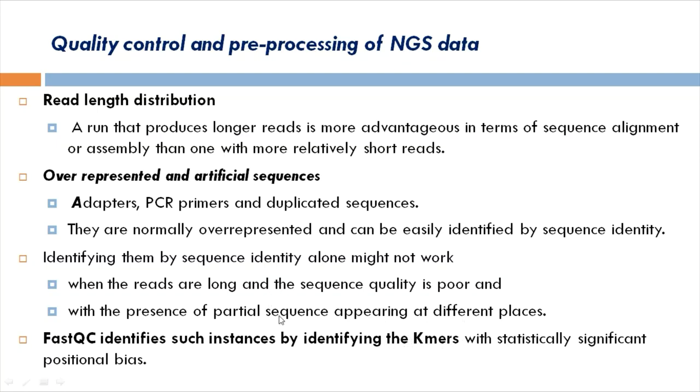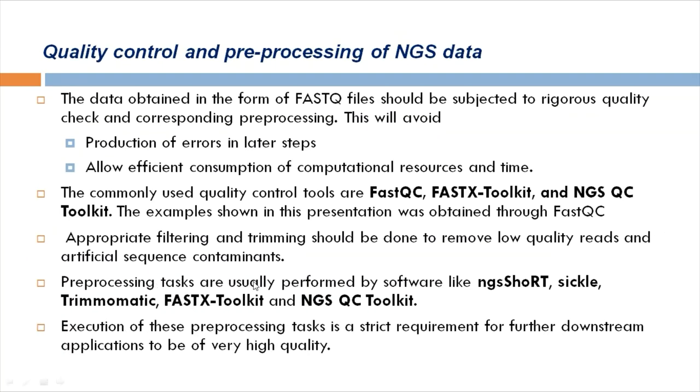So in short, FastQC-like tools, apart from giving us the quality of the scores and an idea about the quality of the data, also help us to say how much of these artificial overrepresented sequences, which do not belong there, are present here. Once this has been identified, they have to be removed from the data set, and this could be done by means of software like NGS Shortread, Trimmomatic, FastX Toolkit, NGS QC Toolkit. There are many software tools that could do this, right? Similarly, FastQC is a quality control tool. Apart from that, there are FastX Toolkits and NGS QC Toolkits, which could do the same.